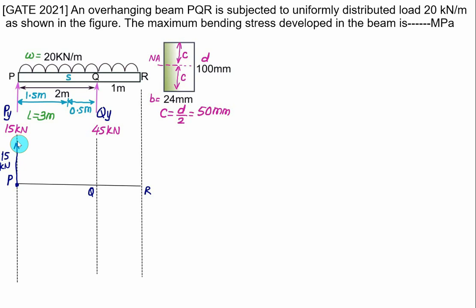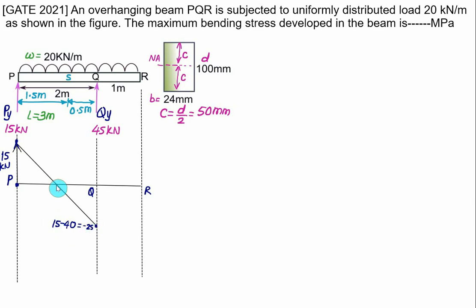Now from this point up to point Q we have a UDL acting, and even for Q to R a UDL is acting, but one load is acting at Qy. So first of all we'll calculate the total downward force, that is 20 multiplied by 2, which is 40. So that downward is minus 40. So 15 minus 40 will be equal to minus 25. So at point Q we have shear force 15 minus 20 multiplied by 2, that is 40, equal to minus 25 kilonewton.